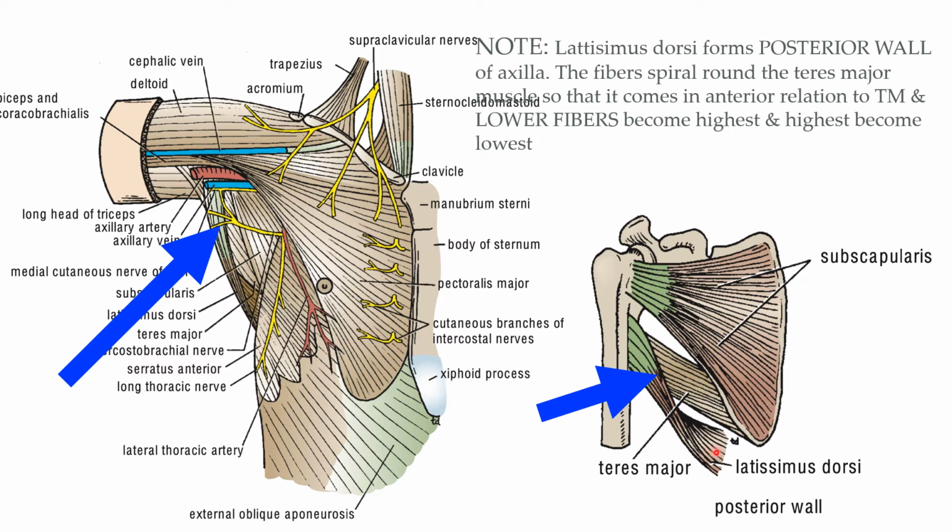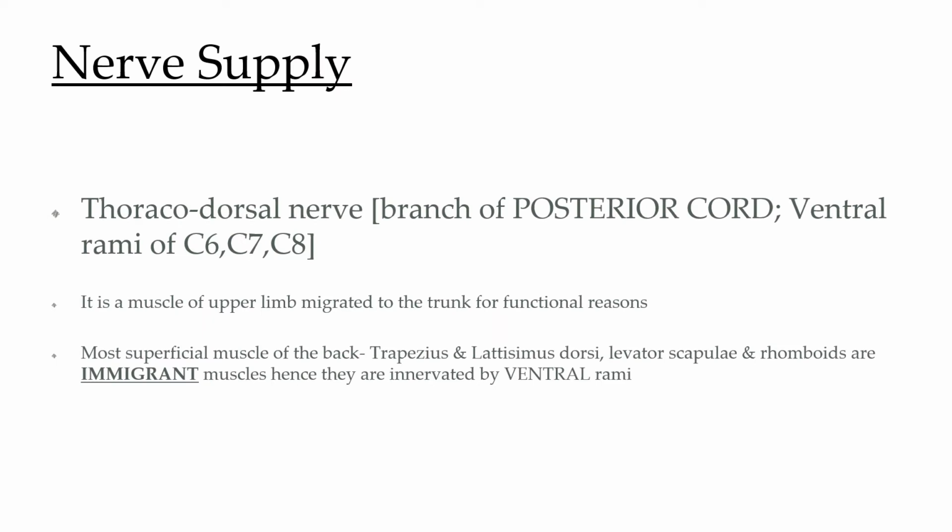And also, while spiraling, the latissimus dorsi, which is placed posterior to teres major, comes anterior to teres major muscle. Nerve supply to latissimus dorsi comes from thoracodorsal nerve. Thoracodorsal nerve is the branch of posterior cord of brachial plexus, and it has the root value C6, C7 and C8.